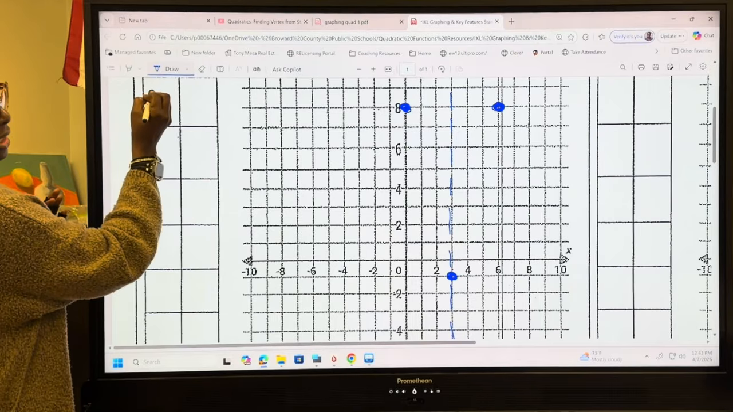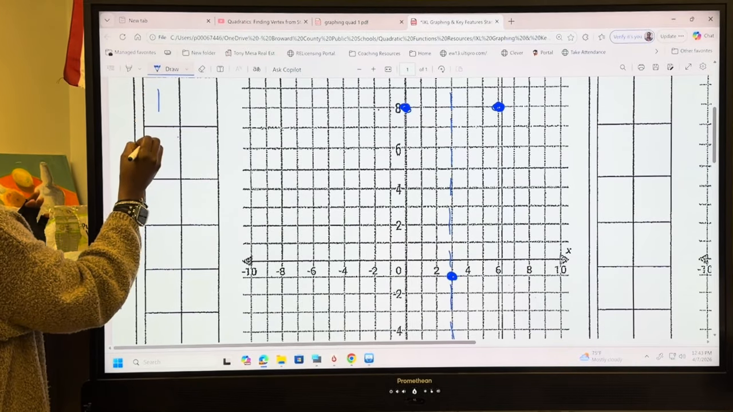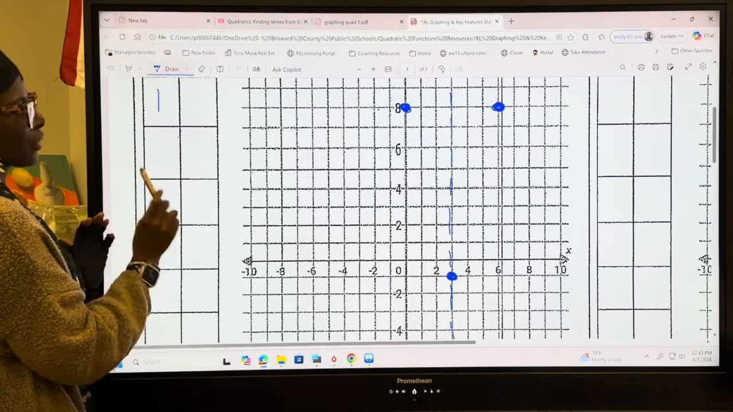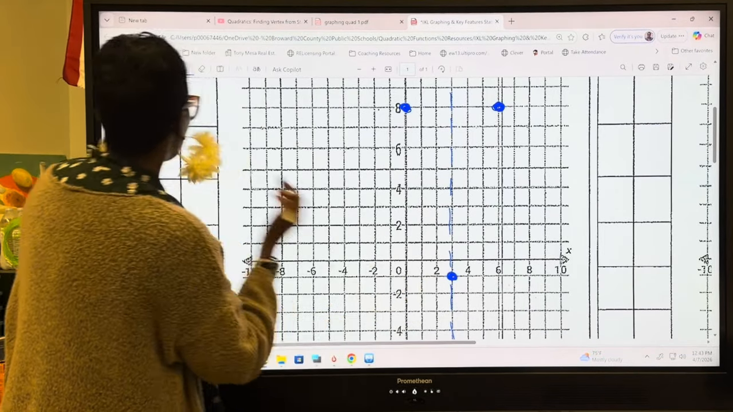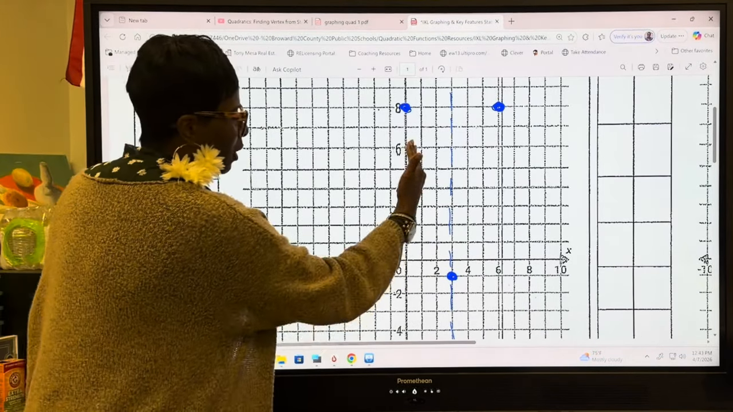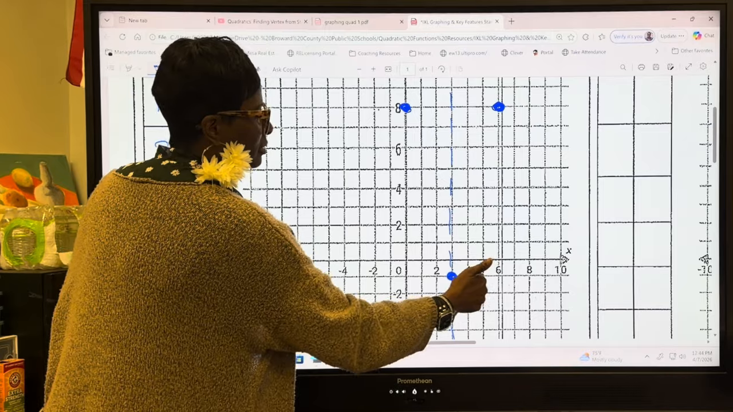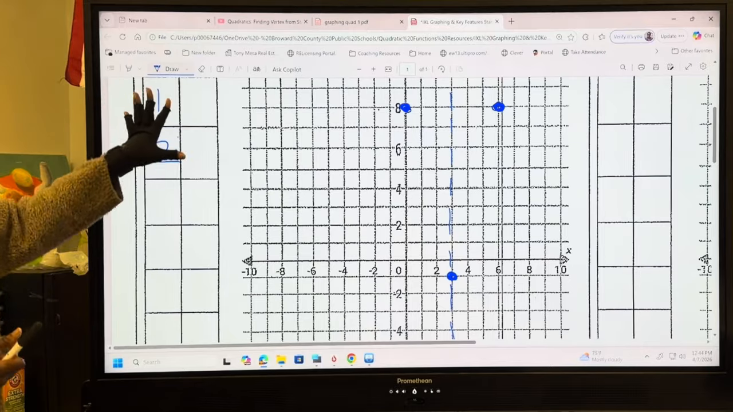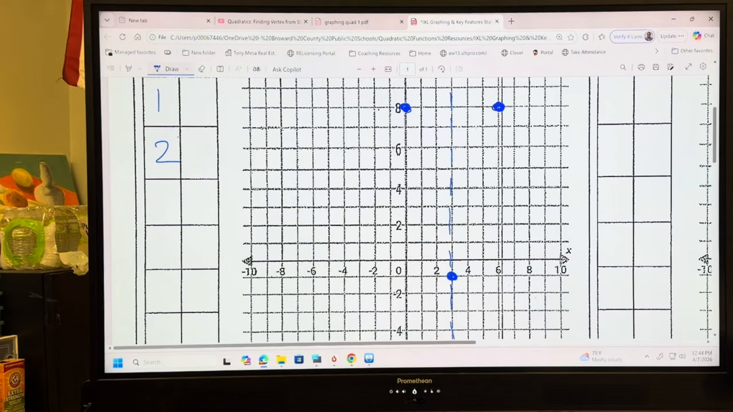We can plug in a 1. We can plug in a... no, not a 3. We already got the 3. We can plug in a 1 and a 2, right? And then if I plug in 1 and 2, do I need to plug in 4 and 5? No. Why not? Because you can just reflect it, right? So that's one option. What's my other option?